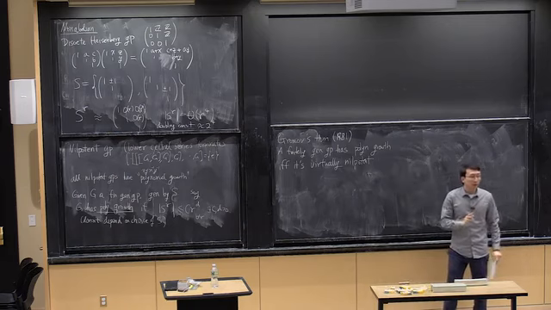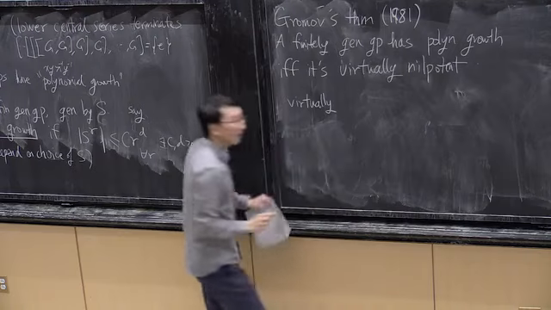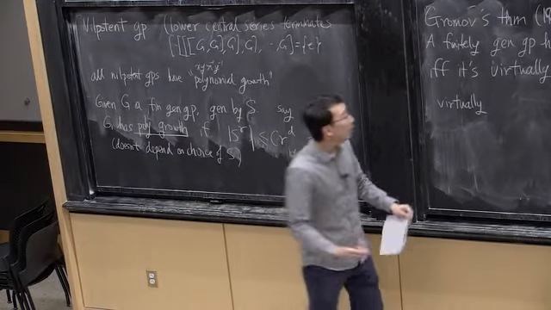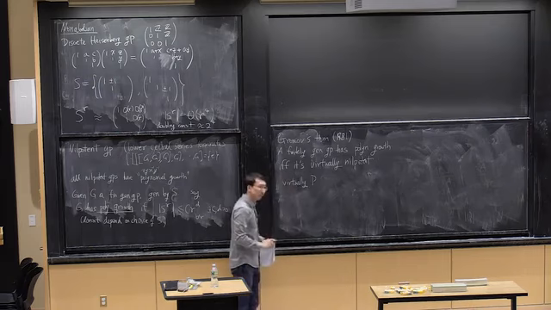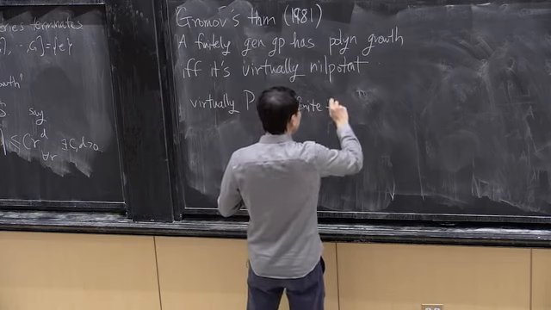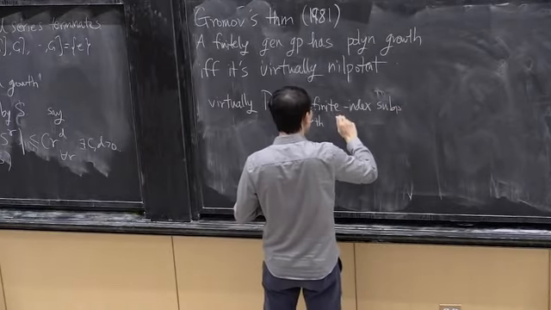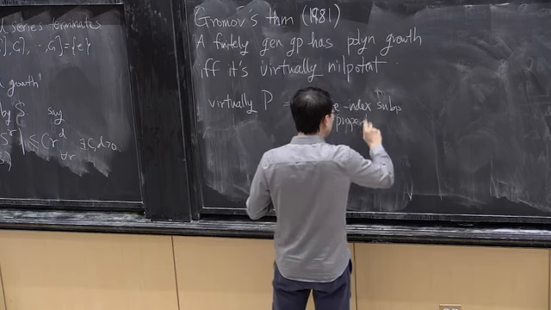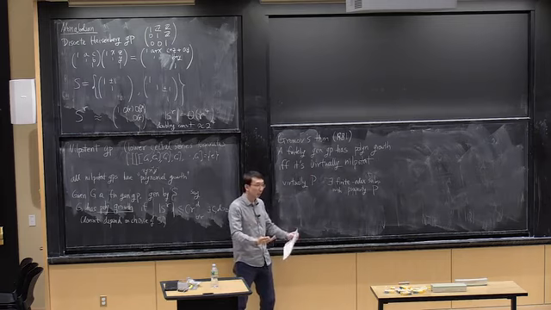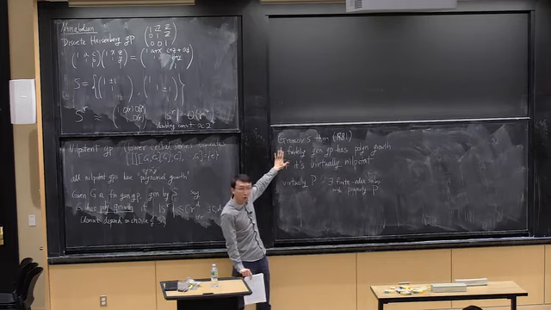Where virtually is an adverb in group theory. When you have some property P, like abelian or solvable, virtually P means that there exists a finite index subgroup with property P. So virtually nilpotent means that there's a finite index subgroup that is nilpotent. It completely characterizes groups of polynomial growth.